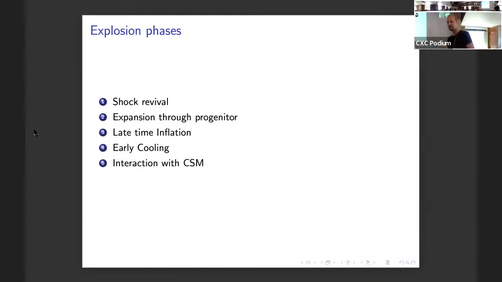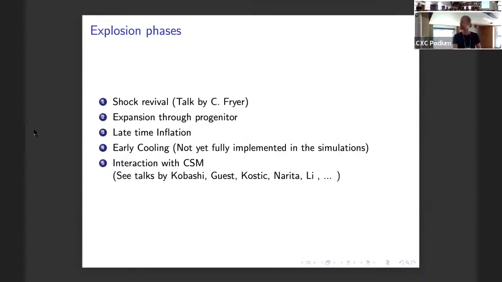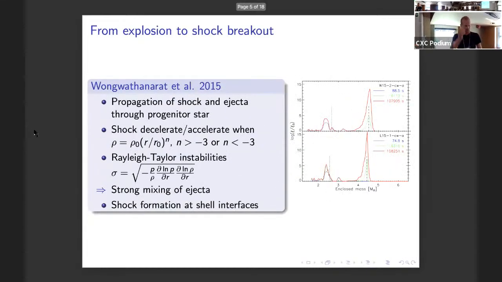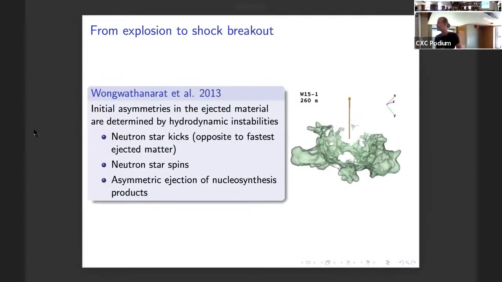We have heard a lot of this from the point of observations, but there has not been too much modeling yet of these phases. And of course, the latest phase of interaction with the circumstellar medium. We will hear a lot about this in different talks, also in this meeting, so I will not talk about this. Okay. So what can we learn from the first phase?